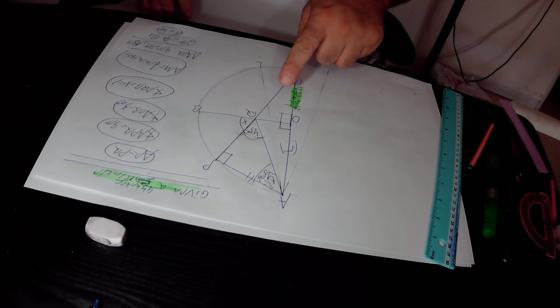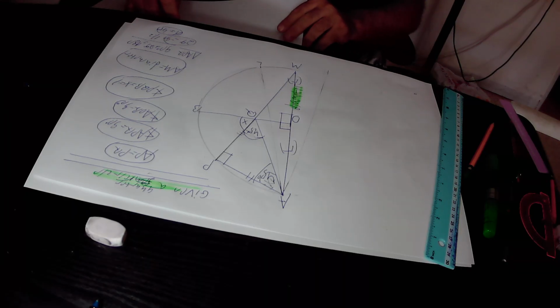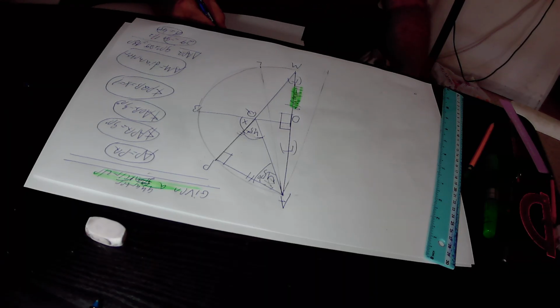And finally, side OQ is a common side that belongs to both triangles. So we can write down that OQ equals itself. It's a common side that belongs to both triangles.